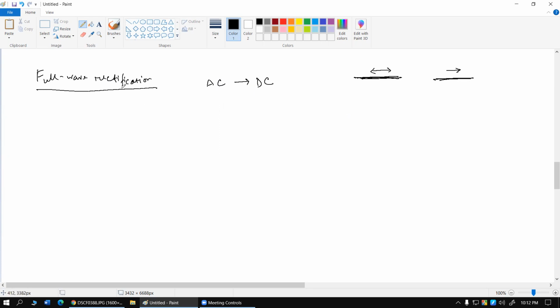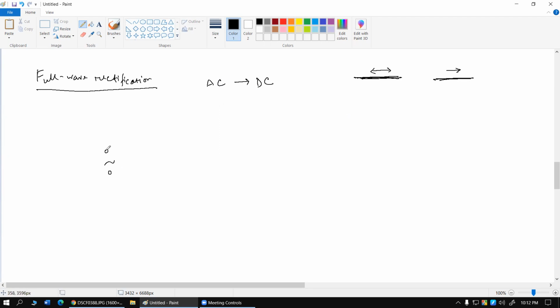There are two types of rectification. There is half wave rectification, which we saw in our O levels, and there is full wave rectification. Half wave rectification is actually really simple. For example, let me show you the half wave rectification first, so that you can get some idea.